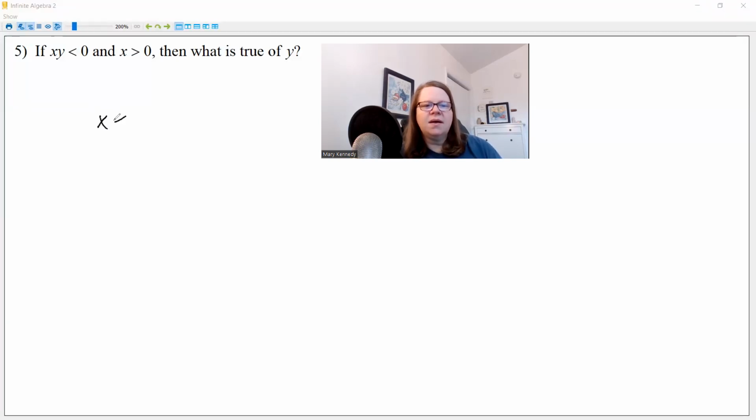So xy is less than 0. It's a negative number, right? So x times y is equal to, let's say, I don't know, -6, right? If x is greater than 0, well, what does that mean? That means x is positive. So what could we multiply to get -6 if x has to be a positive number?